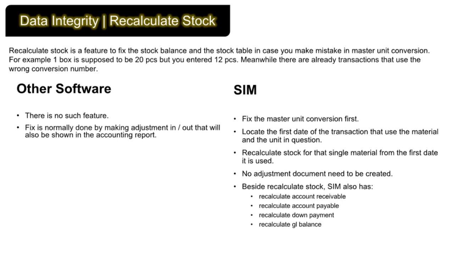Stop any transaction that use that material. Locate when is the first document that use the material. Then recalculate stock using that material as a filter starting from the earliest month of transaction up to today. Other softwares does not have this facility. Fix is normally done by making adjustment in or out. Or even by creating new material and/or new unit.